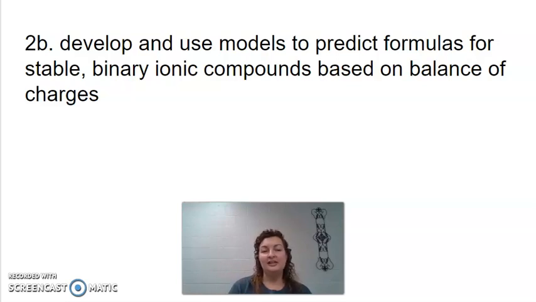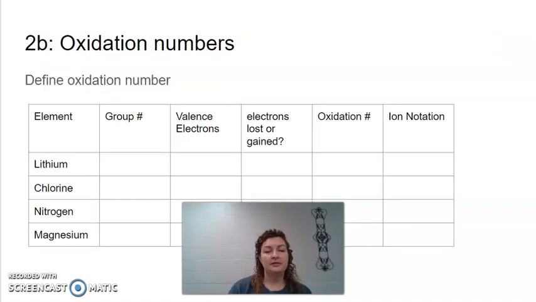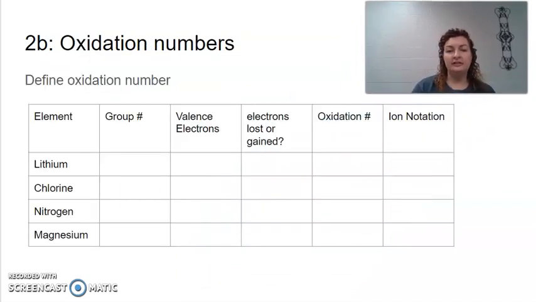We're going to look at AKS 2B. It says I can develop and use models to predict formulas for stable binary compounds based on balance of charges. So the very first thing on your sheet is this, and it's asking you to fill out the oxidation numbers and a lot of other information, but we need to understand what an oxidation number is first.